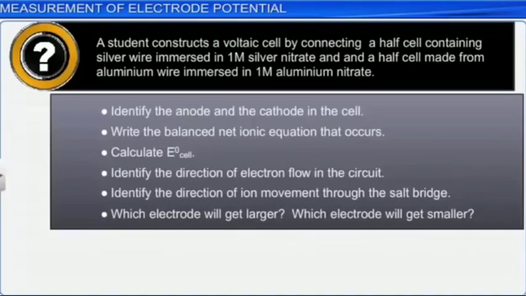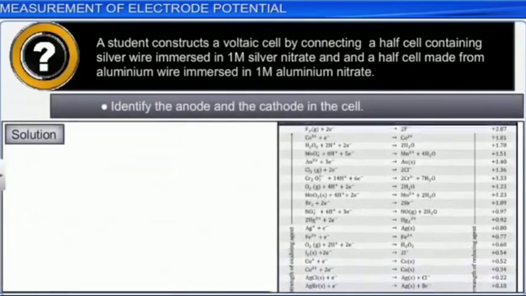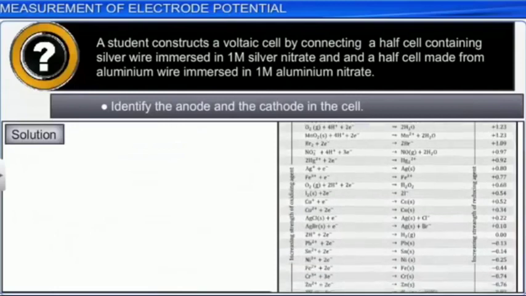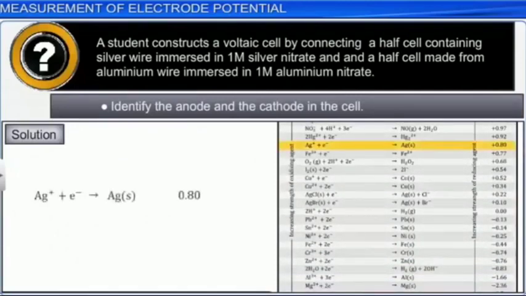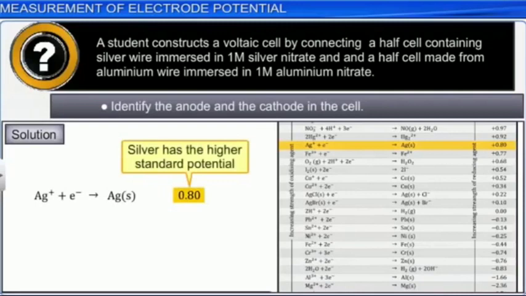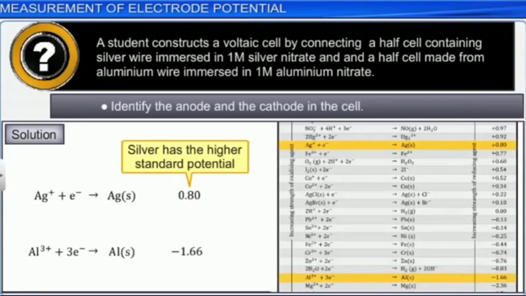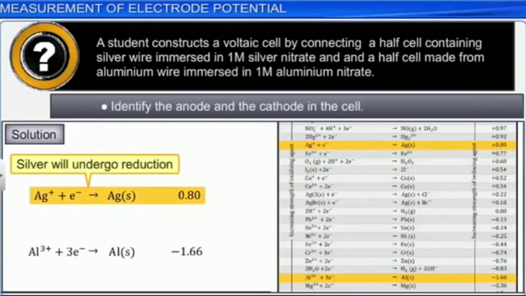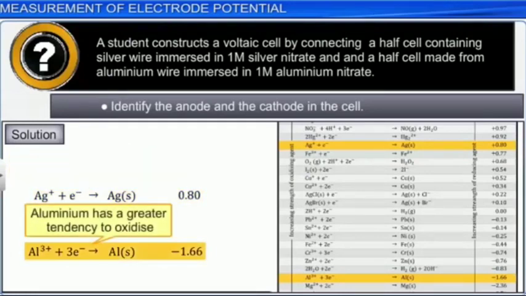Let's start by consulting our table of standard reduction potentials. The silver half reaction has a higher standard reduction potential than the aluminium half reaction. This means that silver has a greater tendency to undergo reduction than aluminium. Since silver has the higher standard potential, silver will undergo reduction. Aluminium has a greater tendency to oxidize, so we will need to write an oxidation half reaction for aluminium.